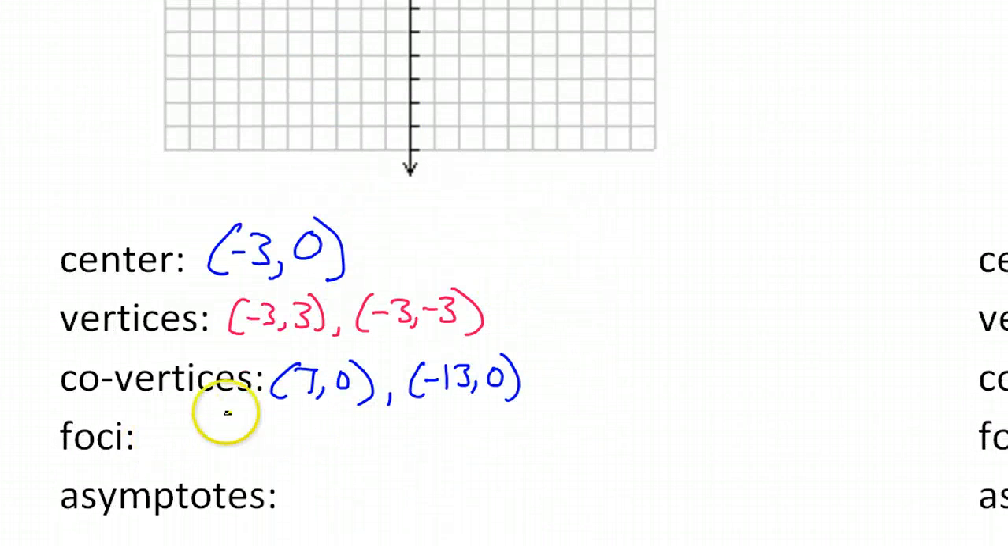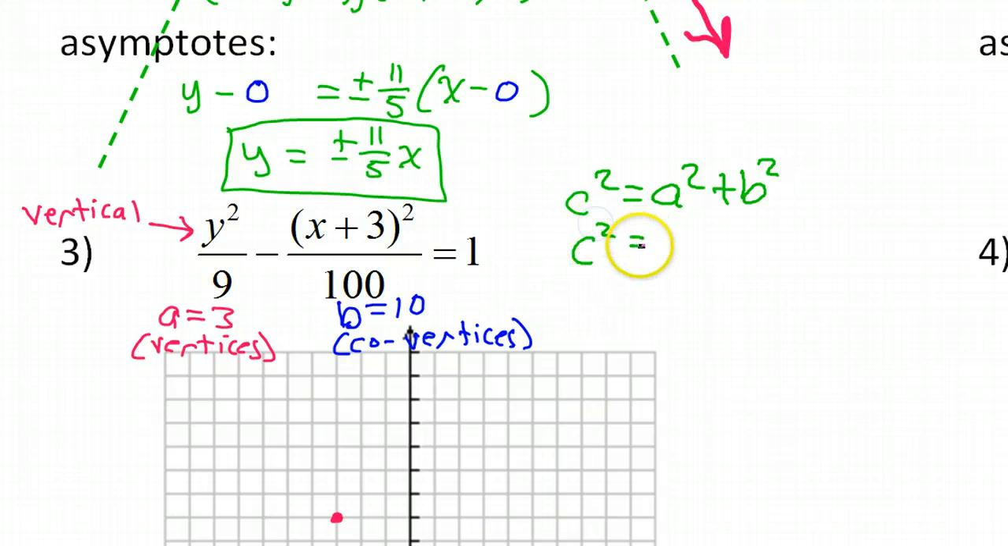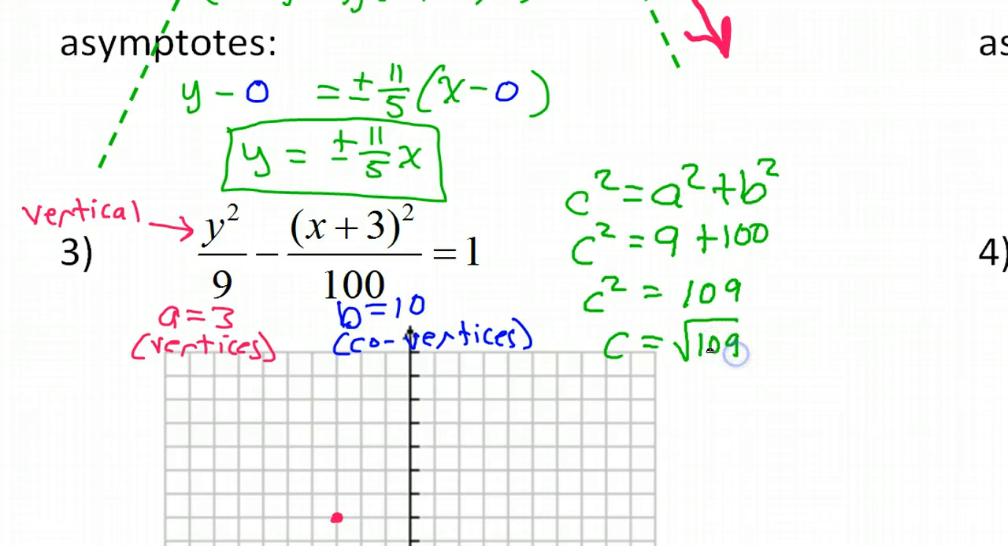Let's get the foci first, though. For the foci, that's where we do the c. We need the c value. So here we go. We know that c squared is equal to a squared plus b squared. So c squared is equal to 9 plus 100. So c squared is equal to 109. So c is equal to the square root of 109. Does that simplify at all? Nope. But the decimal approximation is 10.4.